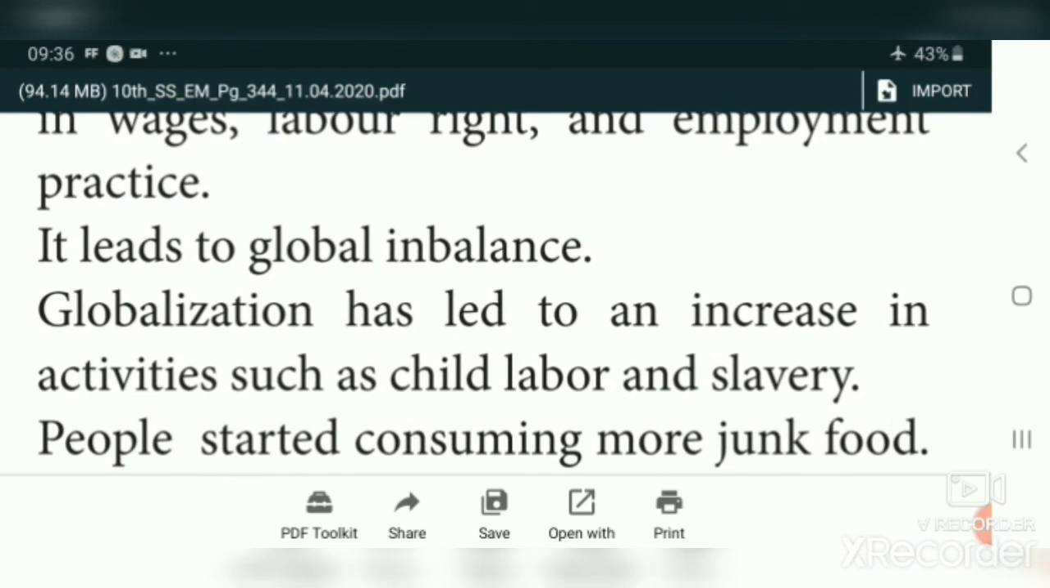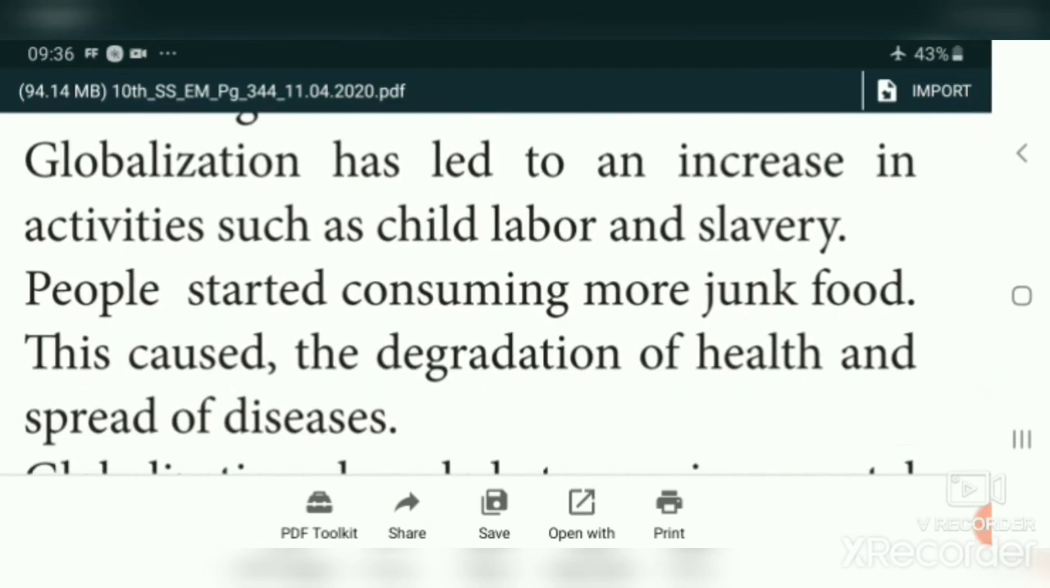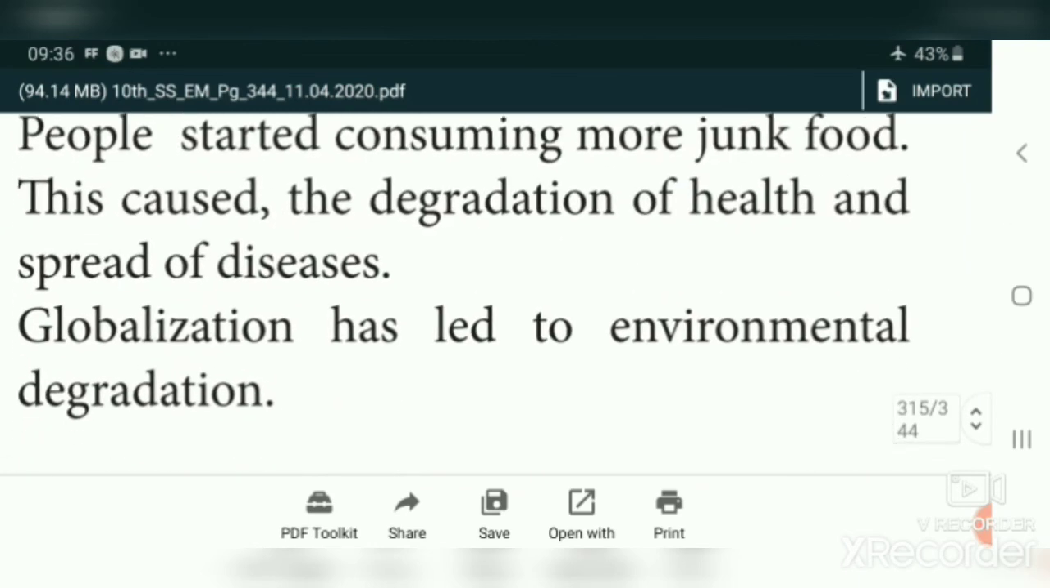That is, it leads to global imbalance. Globalization has led to an increase in activities such as child labor and slavery. Because of globalization, there is a possibility of child labor, slavery, and forced labor systems. People started consuming more junk food because of globalization, because of MNC companies. Nowadays, people mostly eat junk foods like pizza, burgers, like that. That leads to the degradation of their health condition and the spread of diseases.